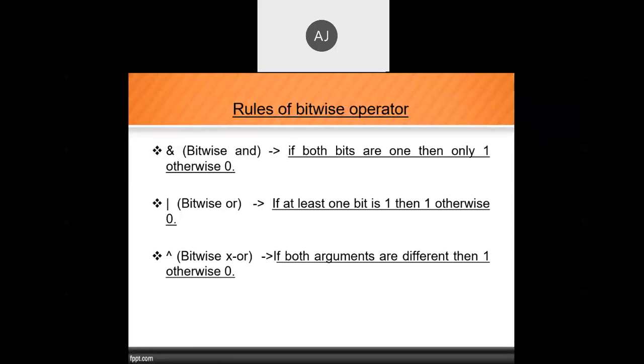When we talk about the bitwise OR operation, at least one bit must be one. If at least one bit is one, then we get one. Otherwise, we get zero. At least one bit should be one from the two bits. We need to perform the operation on two bits, and among the two bits, at least one bit is one.